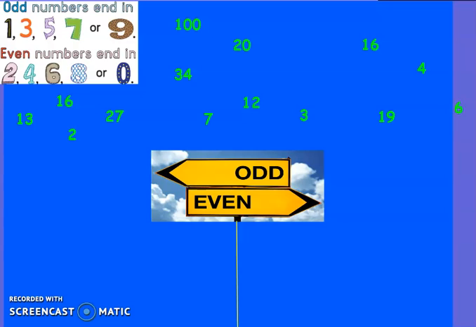I'd like you to split part of your page in half and write the titles odd at one side and even at the other. On the top of the board you'll see some green numbers. Some are odd and some are even. Pause the video and see if you can write them in the correct section under the titles odd or even, and press play when you're ready to mark your answers. Good luck!